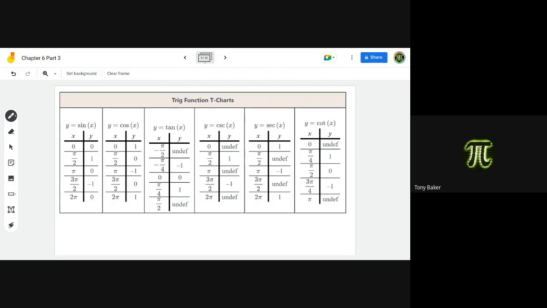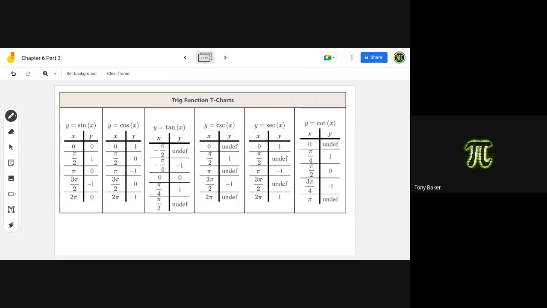I just don't feel like having to constantly keep writing them, and we're going to use these a bunch in a minute. Everybody got a picture now of them? Okay. Those are all the parent functions for sine, cosine, tangent, cosecant, secant, and cotangent. Notice how your cosecant, secant, and cotangent do also have undefineds in them, because again, they're ratios.